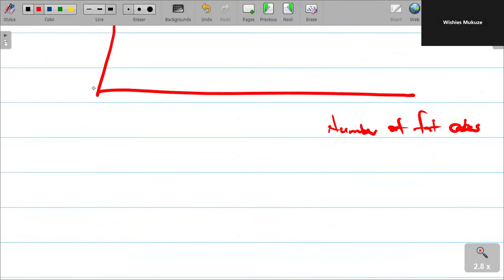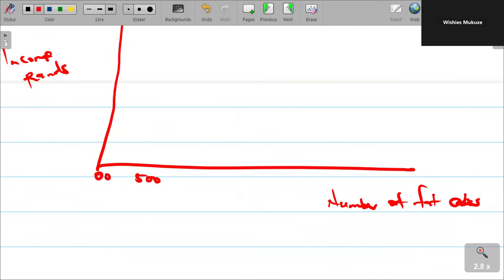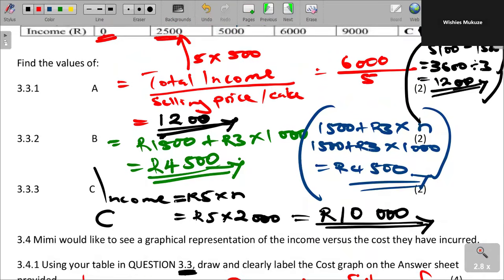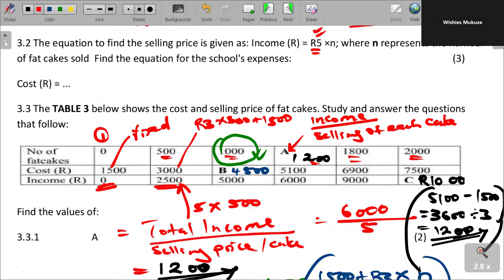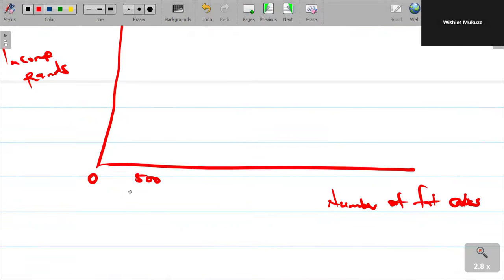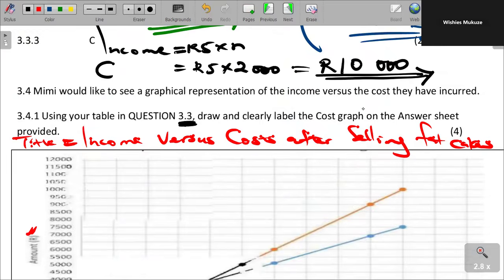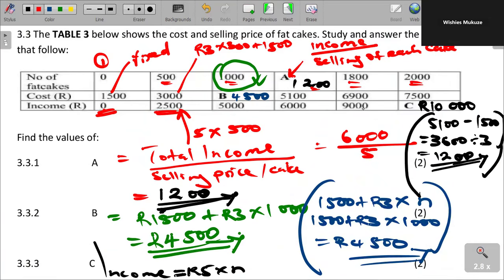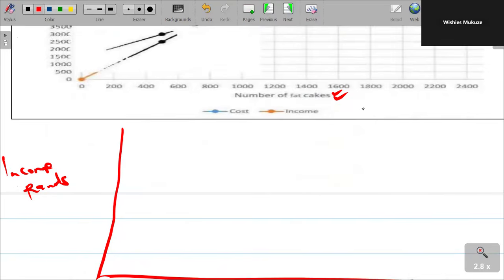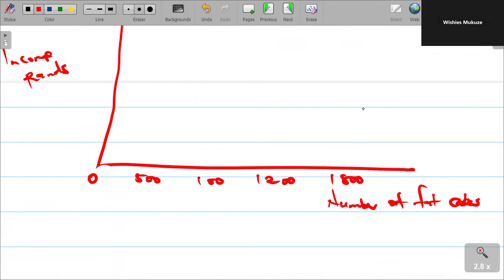So we have 0, obviously, which is here, then 500, 1,000, 1,200, 1,800, and finally 2,000. We have 2,000 there.